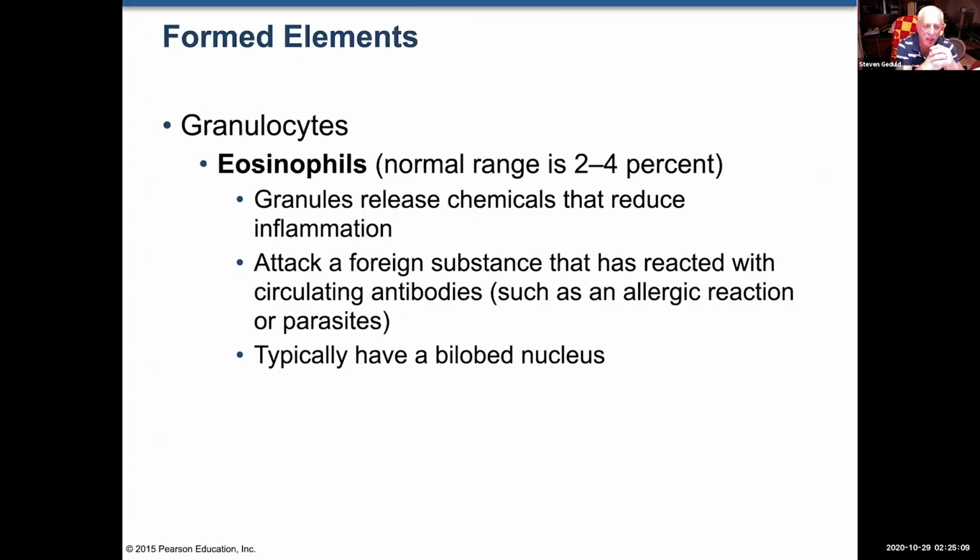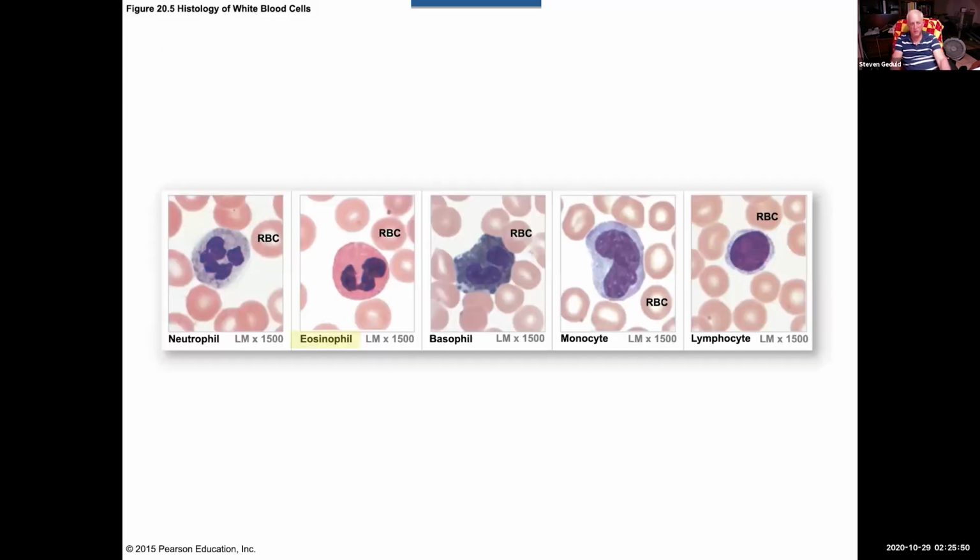All right, next granulocyte is the eosinophils. The eosinophil granules release chemicals that reduce the inflammation. They start to settle the body down and start letting it heal. Okay, they attack a foreign substance that's reacted with the circulating antibodies. So your antibody comes, marks it as foreign, and the eosinophils attack that. And they typically have a bilobed, or two-lobed, nucleus. So they attack foreign substances marked by an antibody, and the granules inside of them reduce inflammation. And those are your eosinophils.